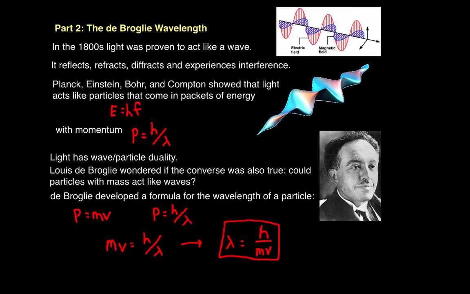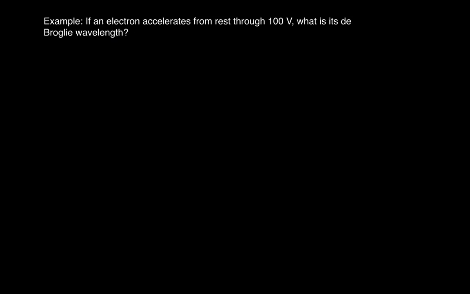We can use this to calculate the wavelength of an electron. Example: if an electron accelerates from rest through 100 volts, what is its de Broglie wavelength? We can use this voltage to find the velocity of the electron. Voltage is equal to change in energy, in this case kinetic energy, divided by charge. So the change in kinetic energy is equal to QV. Kinetic energy is 1/2 mv squared. This equals QV, and we can rearrange for velocity.